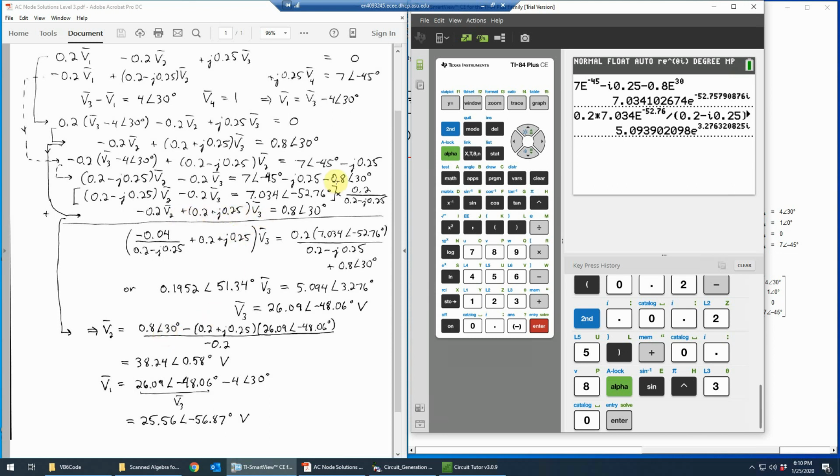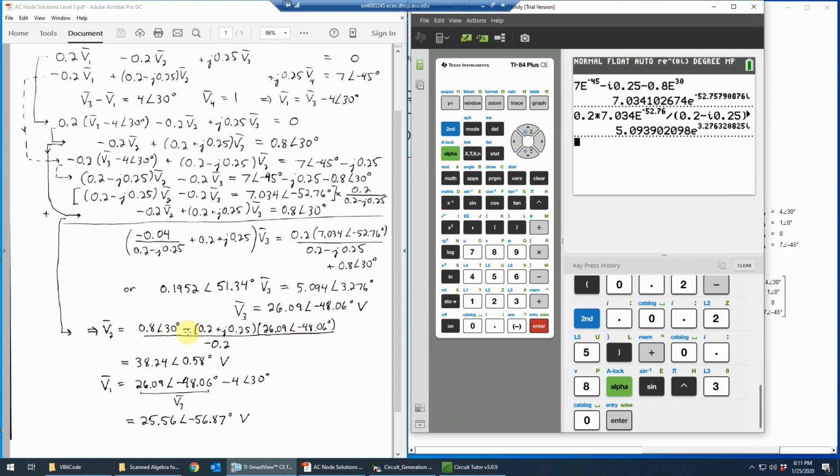So I've got the 0.8 angle 30 degrees minus this coefficient of V3 bar, which is 0.2 plus j0.25, and then multiply that times now the value of V3 bar, which is this 26.09 angle negative 48.06 degrees. And then I divided both sides by the coefficient of the V2 bar in order to finish solving for V2 bar. So that's why I have a negative 0.2 in the denominator. And once again, we can just enter that expression as written into the calculator, just making sure you use parentheses as needed there.